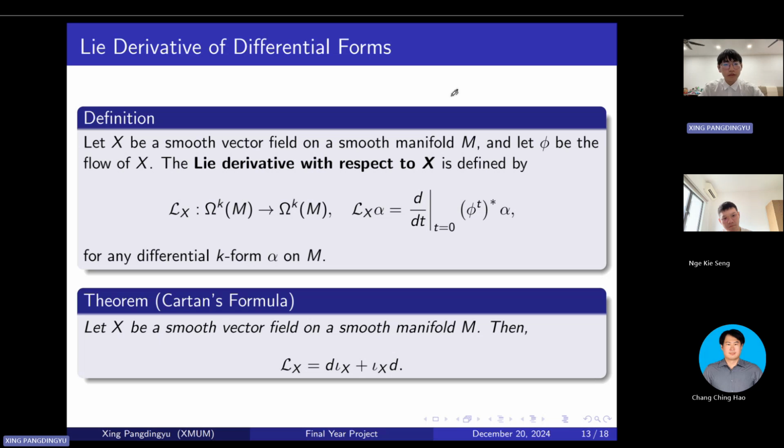We'll talk a little about the Lie derivative here. Let X be a smooth vector field on a smooth manifold M, and let phi be the flow of X. The Lie derivative with respect to X is defined by L_X, which maps a k-form alpha to d over dt of phi_t star alpha evaluated at t equal to 0. Here, phi_t star means the pullback by phi_t. Below is a theorem known as Cartan's formula. It relates the Lie derivative, exterior derivative, and interior products. It states that L_X is equal to d iota_X plus iota_X d.